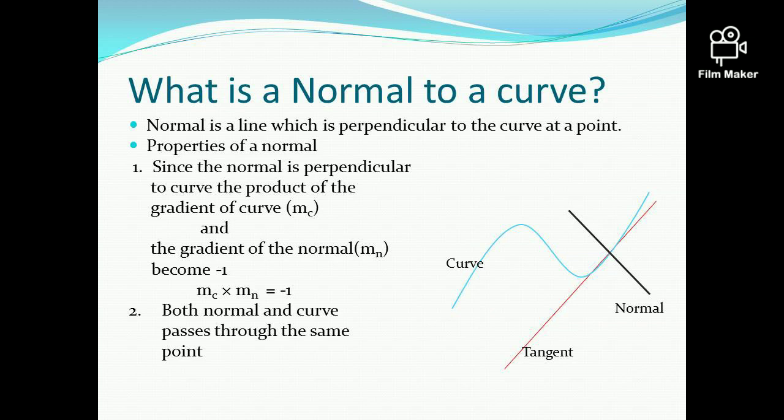The first property is, since the normal is perpendicular to the curve, if you get the gradient of the curve and the gradient of the normal and multiply them, you should receive the answer minus 1. It's a common theory about gradients of two straight lines perpendicular to each other. The second property is both the normal and the curve travel through the same point, therefore they share the same coordinate.